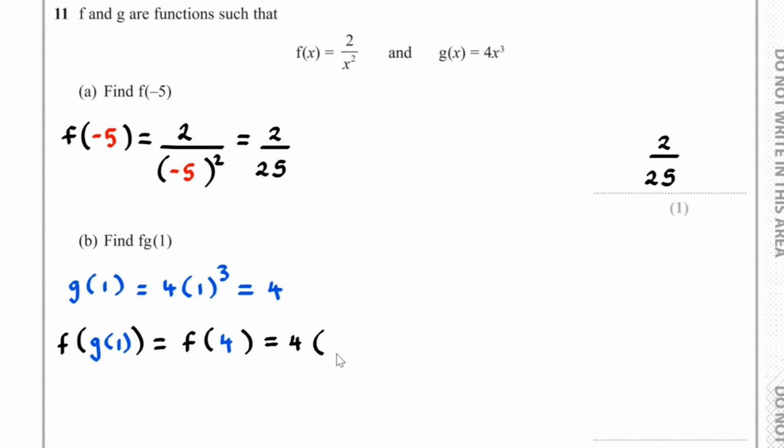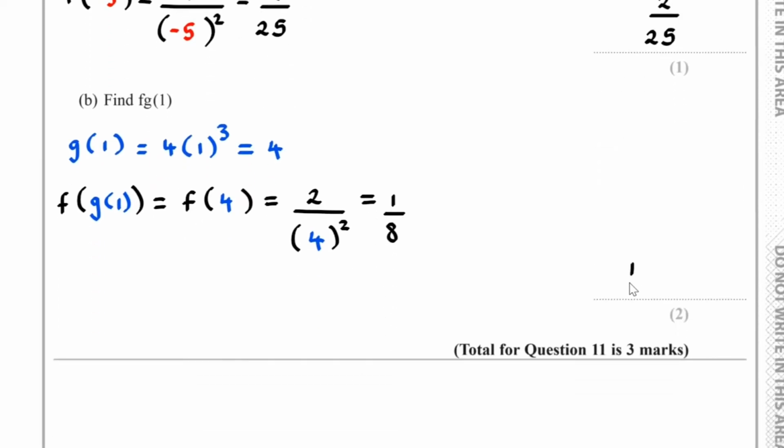So rather, f of 4, that's equal to 2 over 4 squared, which is equal to 1/8. So we end up with 1/8.